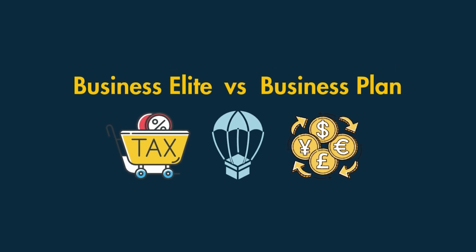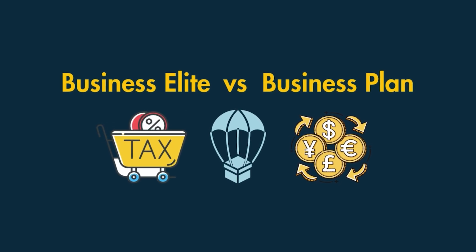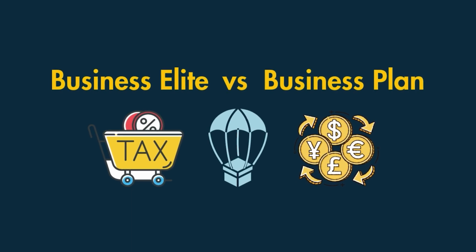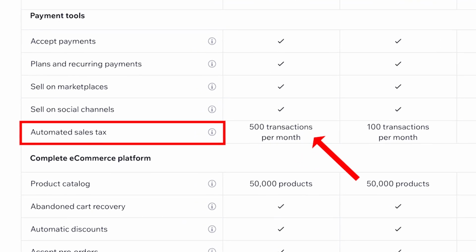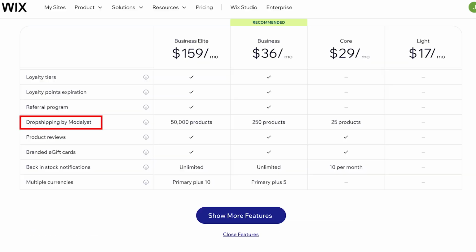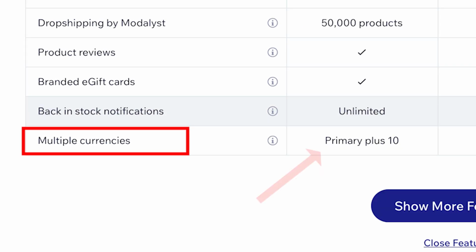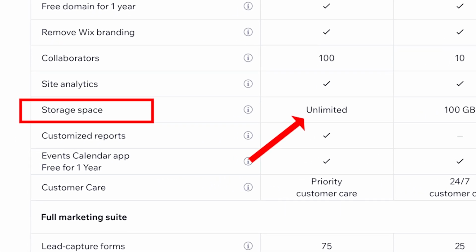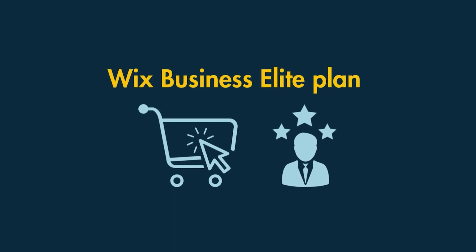The key differences between the Business Elite plan and Business Unlimited boil down to limits for automated sales tax transactions, dropshipping, and multi-currency features. On the Business Elite plan, you get 500 automatic tax calculation transactions per month rather than 100. You can also dropship up to 50,000 products per month using it, and it lets you display product prices in 11 different currencies. It's also worth noting that the Business Elite plan is the only one that gives you an unlimited storage quota. All this makes it by far the most professional Wix offering for e-commerce and the best option for serious merchants.